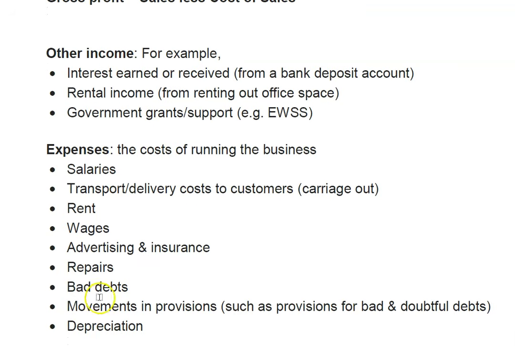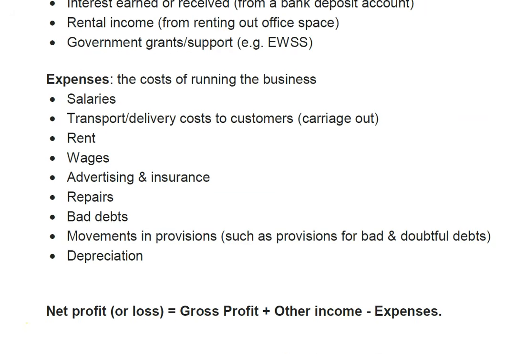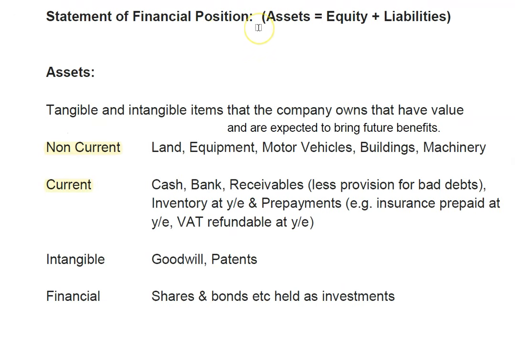And then these are examples of expenses, and we should see these on the debit side of the trial balance. Now, every trial balance will have different expenses, but these are examples of common ones that we see. And then you end up, after doing all that, with your net profit or loss, which is your gross profit plus income minus expenses. The statement of financial position is next.